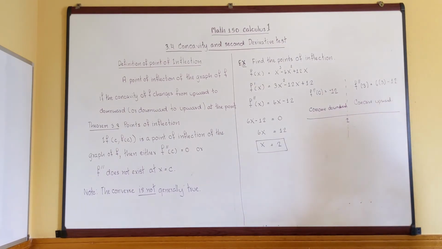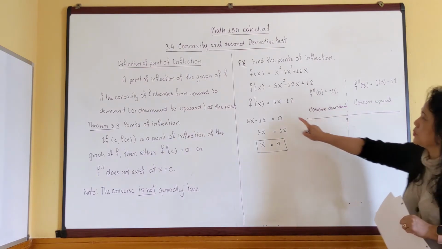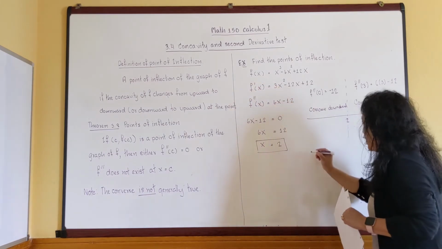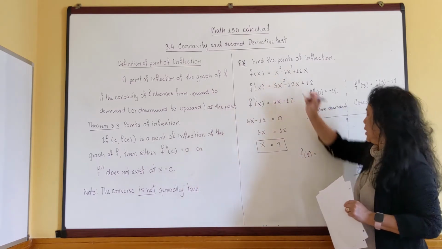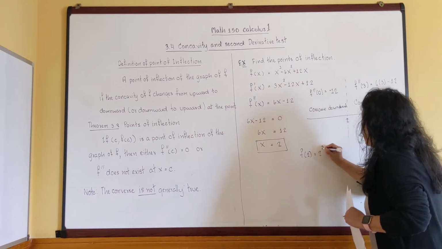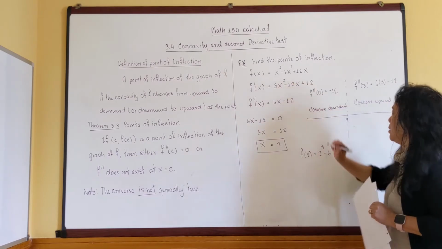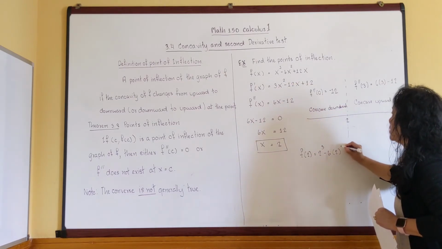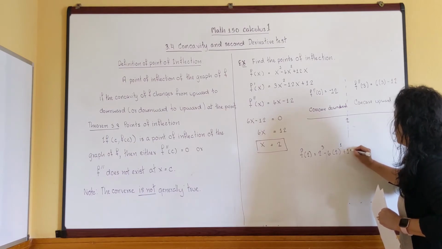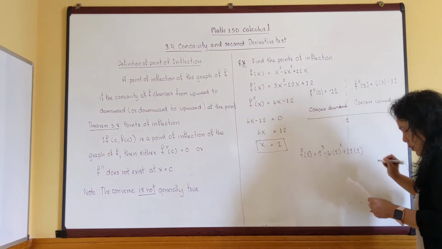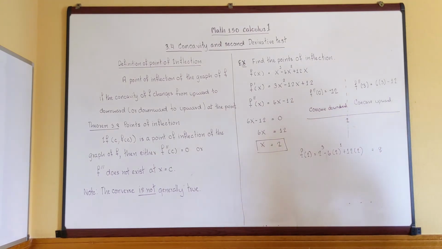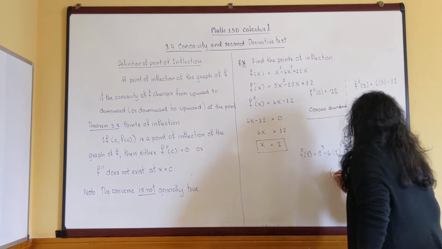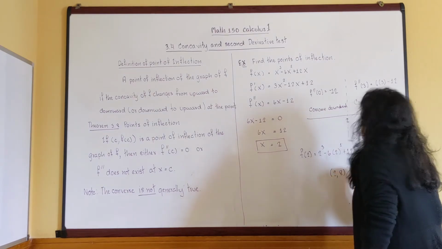Now I have to get the y coordinate, because I have a point, I need the xy coordinate. So I'm going to substitute 2 in the f of x function. So f of 2 is going to be 2 cubed minus 6 times 2 squared plus 12 times 2. Alright, if you solve this, you should get 8. So the point of inflection is (2, 8).